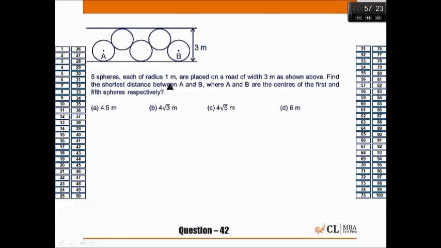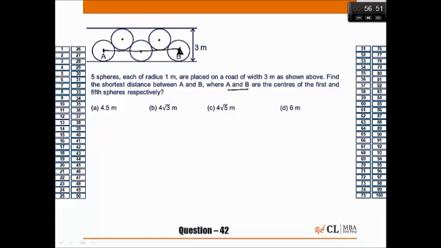42. What are we here? 5 spheres, each of radius 1 centimeter, placed on a road of width 3 meter, as mentioned above. Find the shortest distance between A and B, where A and B are the centers of the first and fifth spheres respectively. Normally in these kinds of questions you take the centers and connect the centers. This distance is what you need to find.